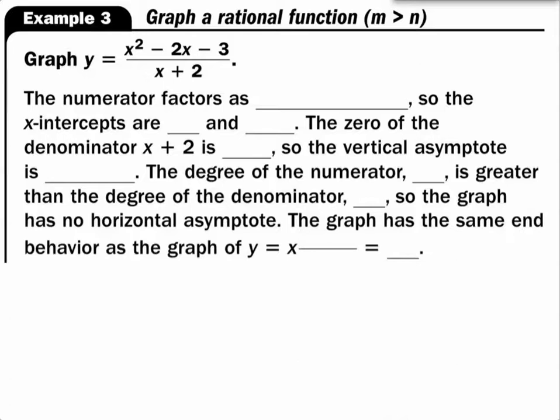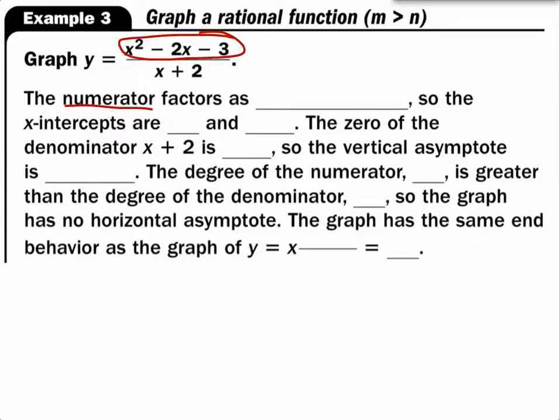indicate. Now we have Example 3, where it says m is greater than n, which means that the numerator has a bigger degree polynomial than the denominator. You look at it and say, oh yeah, the numerator is quadratic, the denominator is linear, so quadratic wins in a cage match. So, first of all, start with the numerator.